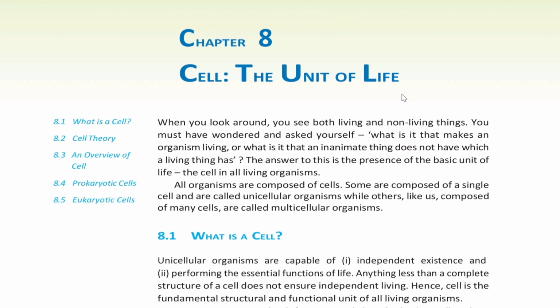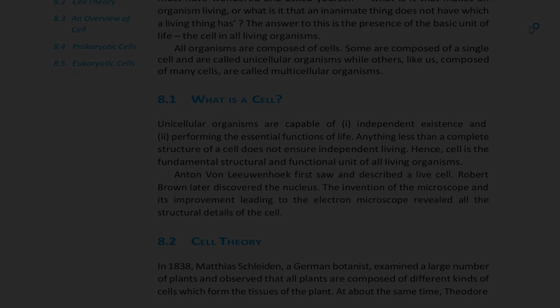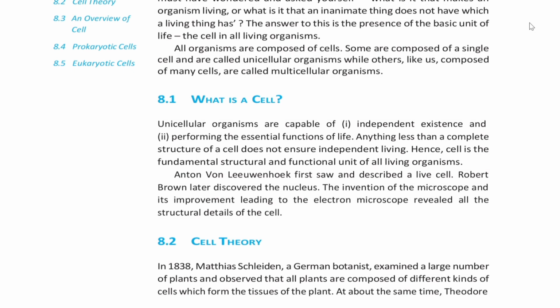All organisms are composed of cells. Some are composed of a single cell and are called unicellular organisms, while others, like us, composed of many cells, are called multicellular organisms. 8.1. What is a cell?